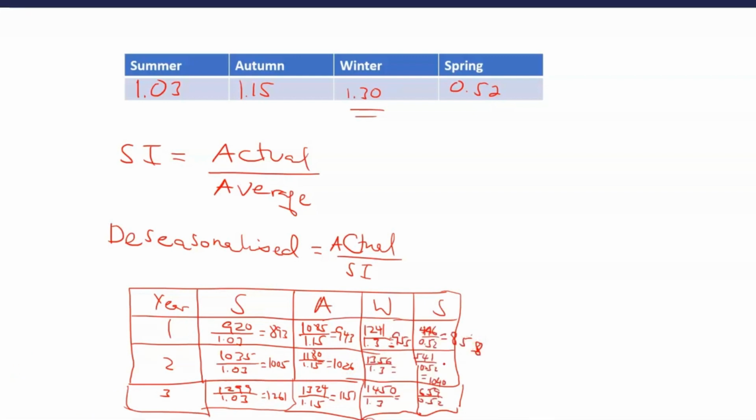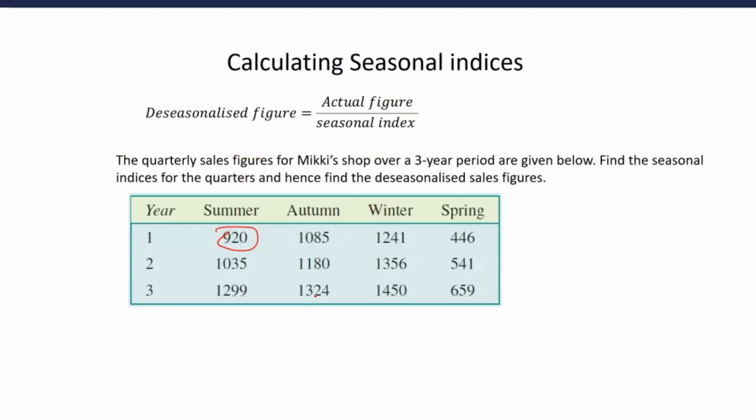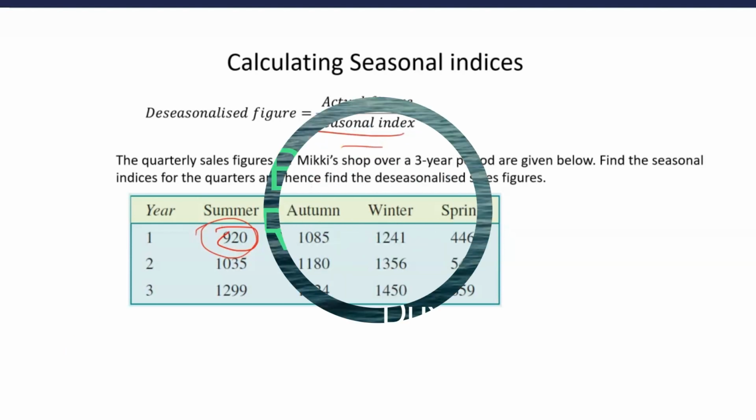Alright, so this is how you do it. So you make sure you get the seasonal indices, if there's more than 1 year, average all the seasons, and from there on to get the deseasonalized, you need to get the actual figure. These are our actual figures over the seasonal index.